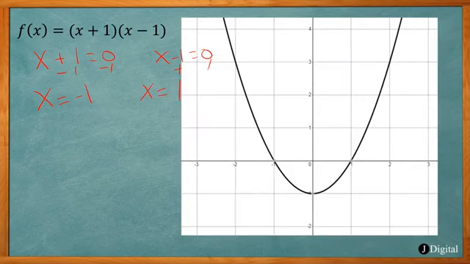Now if we look at the graph, we get x equals negative 1 and positive 1. And we see at each of these intercepts, the line goes right through there.